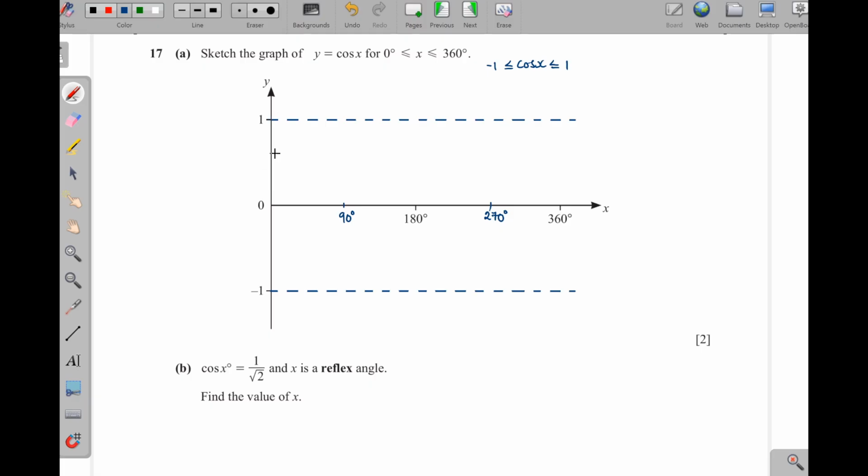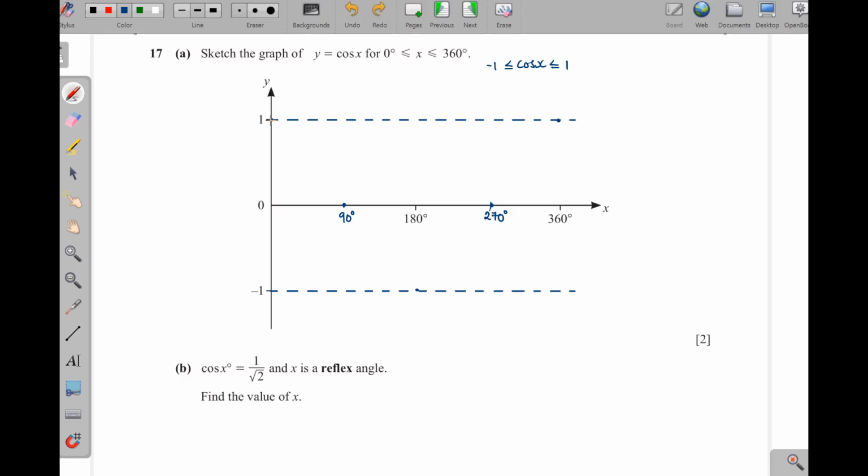Cosine of 0 is a 1, so I'll plot here. Then cosine of 90 is a 0, so I'll plot here. Then cosine of 180 is a negative 1, so negative 1 is, then I go down to be there, so I'll plot here. And then cosine of 270 is a 0, so I'll plot here. Then cos of 360 is a 1, so I'll plot here.